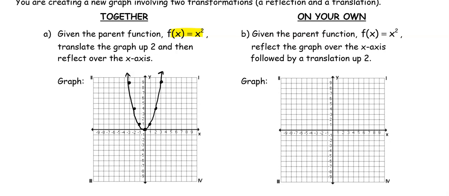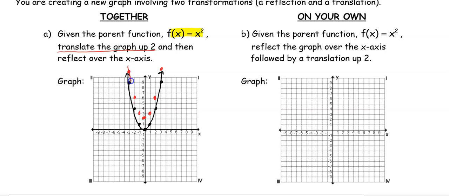My function without any transformations. It says, translate the graph up 2. Easy. I take my parent function, I take every point, 0, 0, and I go up 2. So we're really going back to geometry last year, when you literally are just counting every point up 2 spots.